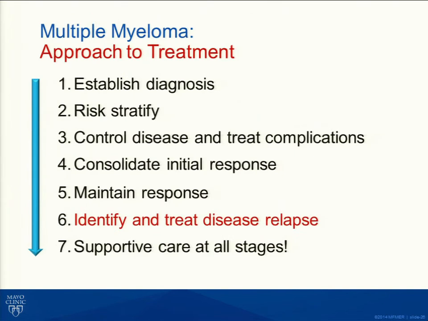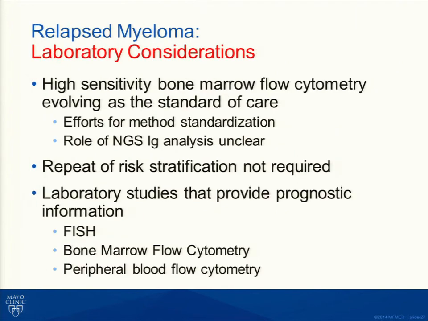Then in terms of after the diagnosis is made and the patients are being treated, the real role of the laboratory is to identify disease relapse and help guide treatment there as well. Again, there are a lot of different ways you can do this. In terms of detecting the abnormal plasma cells, there are groups looking at next-gen sequencing of immunoglobulin gene rearrangements. There's probably a lot of interclonal diversity, so it appears that flow is probably going to be the method of choice, and there are efforts underway to standardize this internationally. It's important to note that repeating the entire risk stratification is not required at relapse, but there are some studies which can be predictive in terms of how the patients are going to do.